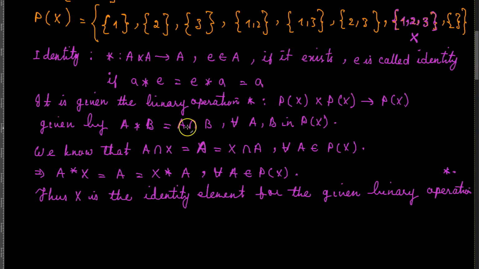So the only important thing to understand here is that if you have a binary operation star on a set A, some element E belonging to A, if it exists, is called the identity for the operation star if A star E is equal to E star A is equal to A for all A belonging to A. If you understand this, then you can generalize it to any situation and solve the problem.